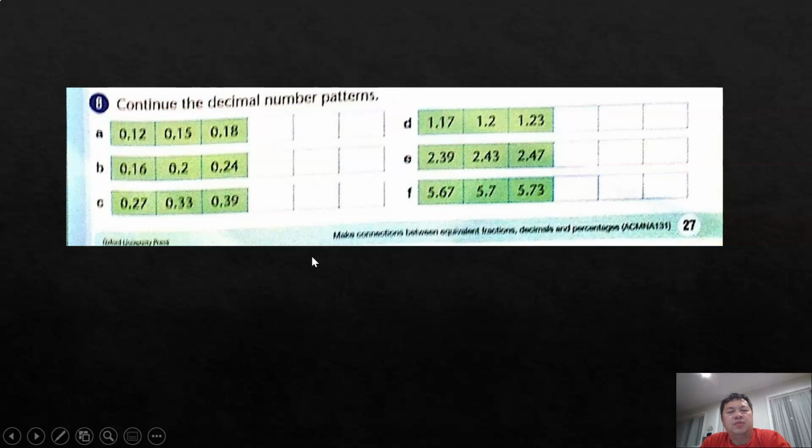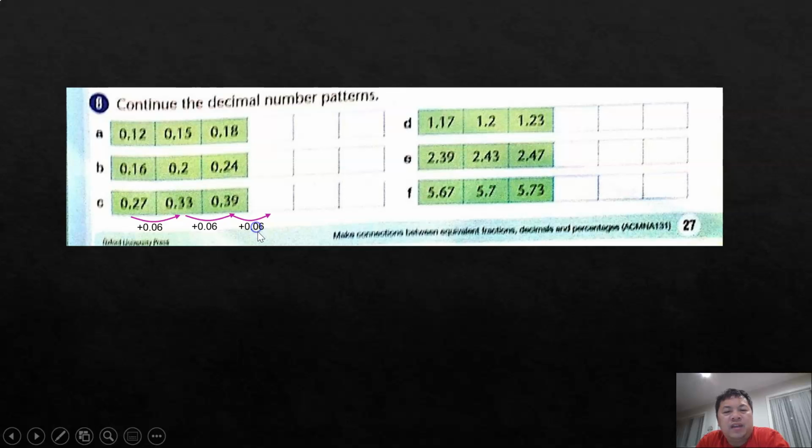Next, we're supposed to look at a pattern. Let's look at C. For example, when you look at a pattern, you always need to have these arrows telling you what is the difference. So for this case, from 0.27 to 0.33 is actually to add 0.06. And when you add another 0.06, you actually get 0.39. Once you can establish the rule, the rest is also for you to add on 0.06.